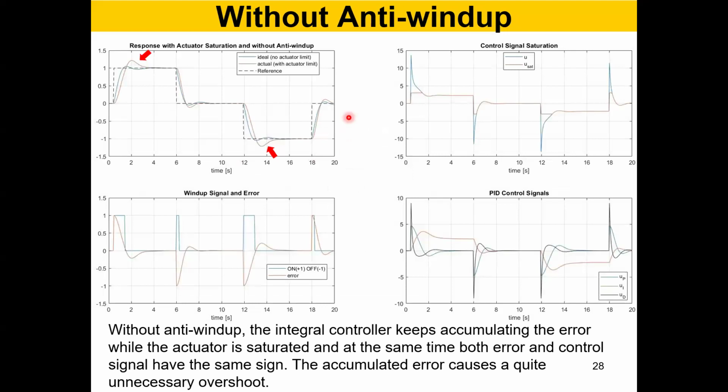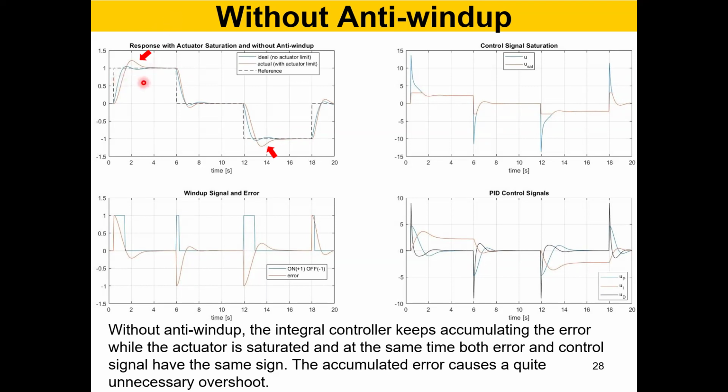So these are some of the results you get, right? So without anti-wind up, you will see this kind of overshoot, all right? This kind of overshoot. Ideal response is the blue one. What do I mean by ideal is that when the actuator does not saturate, the actuator can produce any control signal that the PID controller is asking, okay? This is not realistic, but this is actually the ideal case.